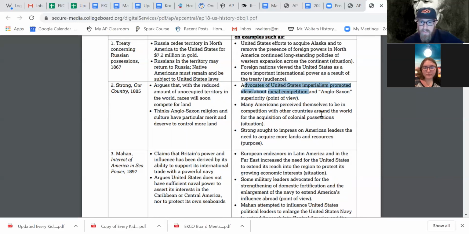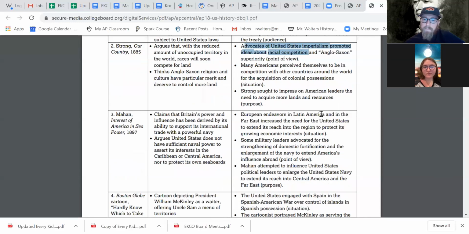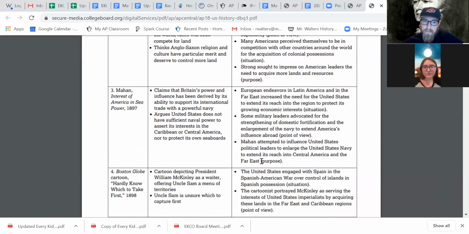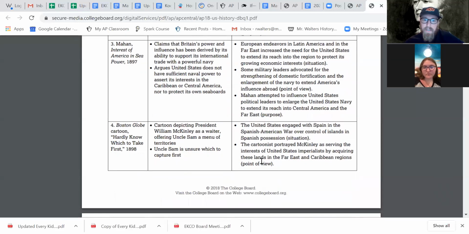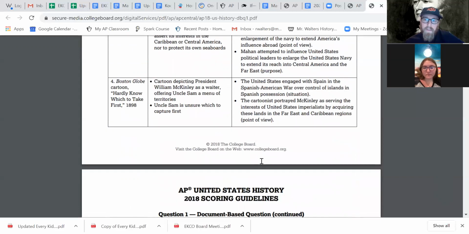The last example they give is Strong sought to impress on American leaders the need to acquire more lands and resources. Okay, that's the purpose. That's what they wrote this for. He was trying to explain to people that that's what they need to do. So again, I hope that helps. Let me go ahead and skip to the political cartoon part.